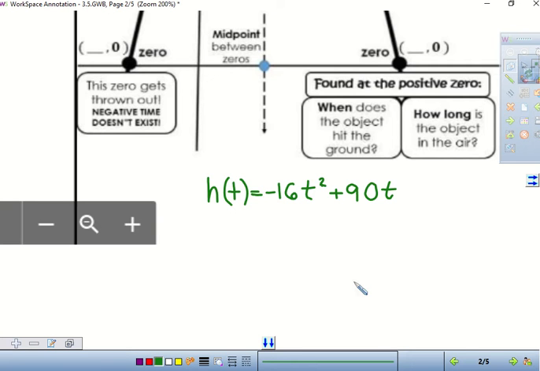So we want to figure out what the domain and the range is. Now with any other quadratic in non-real life, we know the domain is all real numbers, negative infinity to positive infinity. But in real life, infinity doesn't exist. So we have to have realistic constraints.